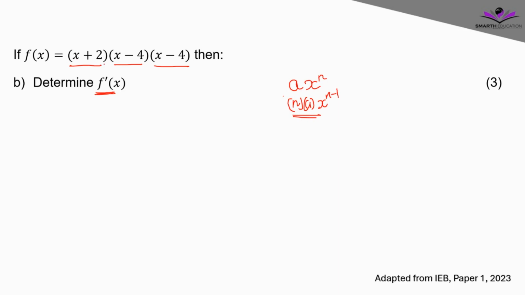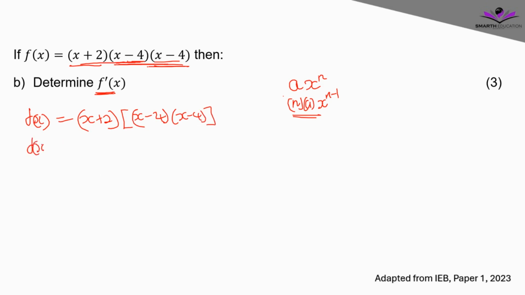So we have to expand this and remove the brackets, isn't it? So we may do this differently. Someone may start by expanding these two, or someone may start by expanding these two. But I'll prefer to start with these two, x minus 4 times x minus 4. So we have x plus 2. Let me put a square bracket here. So I have x minus 4 times x minus 4 inside the square bracket.